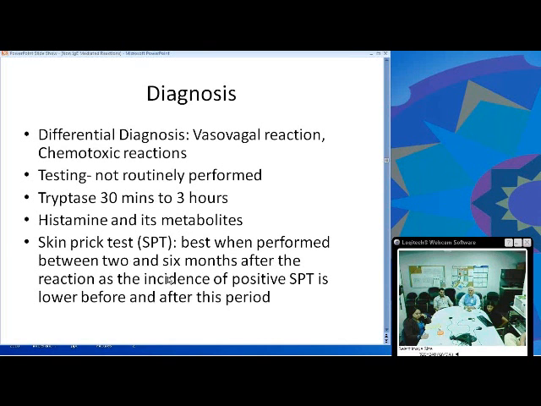So, for the diagnosis of radiocontrast media reactions, consider the differential diagnosis like vasovagal reaction and chemotoxic reactions. For vasovagal, the differential point is that it causes bradycardia with hypertension, whereas the other anaphylactic reactions could have tachycardia, not exclusively, but something to keep in mind. Testing is not actually routinely performed. The tests that have been done so far for research purposes and clinically are a tryptase level, which is drawn between 30 minutes to 3 hours. Histamine and its metabolites have been seen, but they don't really help with the diagnosis. The skin prick test is best performed between 2 and 6 months after the reaction, as the incidence of having a positive skin prick test is lower if it's performed before or after this period.